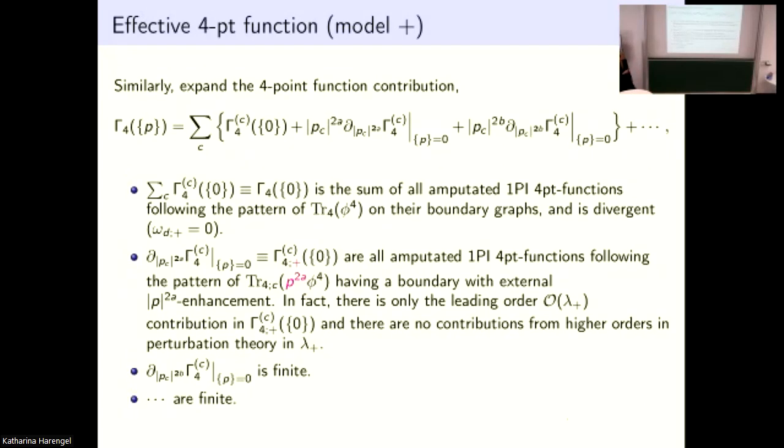And then you can do a similar thing for the 4-point function. Again, this one is the divergent one. It was the first row with the logarithmically divergent one. And then this one will renormalize the enhanced one, but indeed it only had the leading order term. So the one that has the coupling of interaction with itself was the only divergent one. And then the rest is finite. Okay.